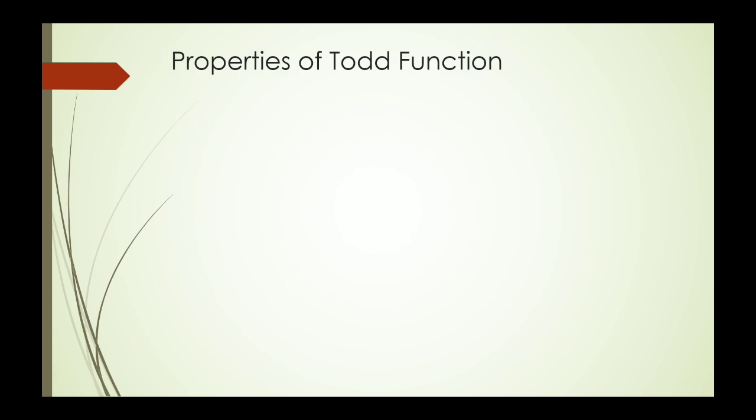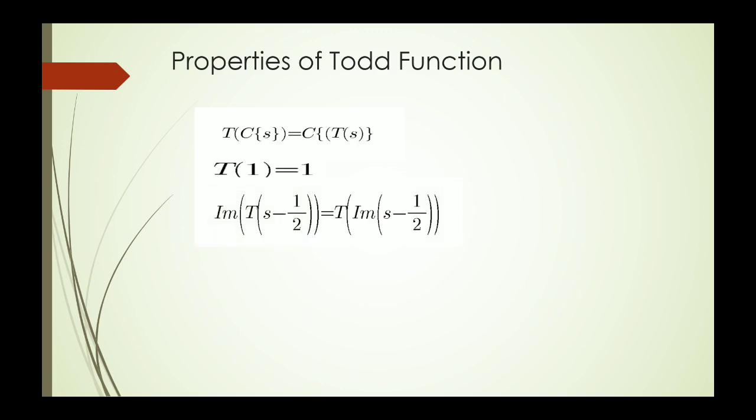Now we will define some of the properties of this Tau function. Now let's see the first one. Over here we can see that it is stating that the Tau function of the complement of S is equal to the complement of T of S. Over here I have defined the complement function as C. The next we have T of 1 equals 1. The Tau function of 1 equals 1.